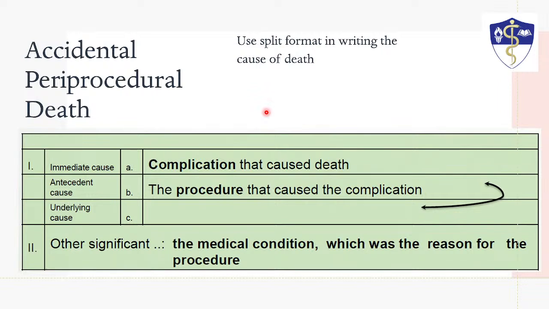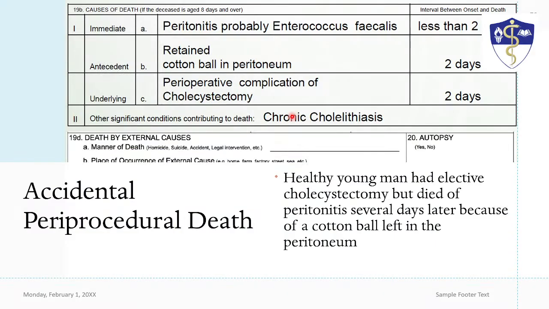So the immediate cause will be the complication that caused the death. The antecedent cause will be the procedure, which caused the complication. And then the underlying cause can be placed there. You can change this procedure to here if there are other things that you can find in here. And then the medical condition, which was the reason for the procedure, will be written in the other significant conditions. So it gets clearer with the example. Okay.